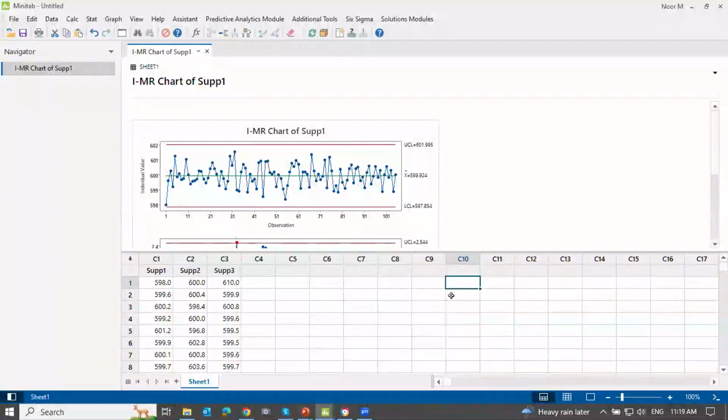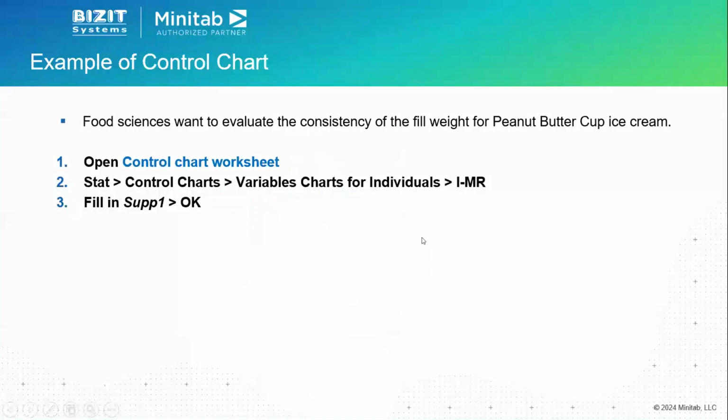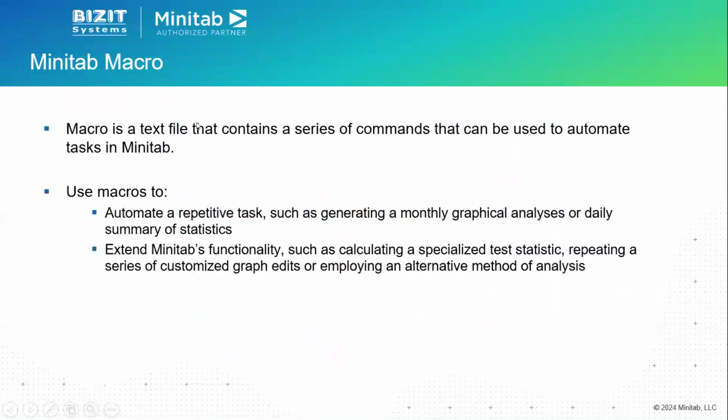I'm not sure whether you are familiar with this thing in Minitab. It is also available on that part. We call it a Minitab Macro. A Minitab Macro is a text file that contains a series of commands that can be used to automate tasks in Minitab. So when to use a macro? Maybe when you identify which tools are perfect for your reporting.